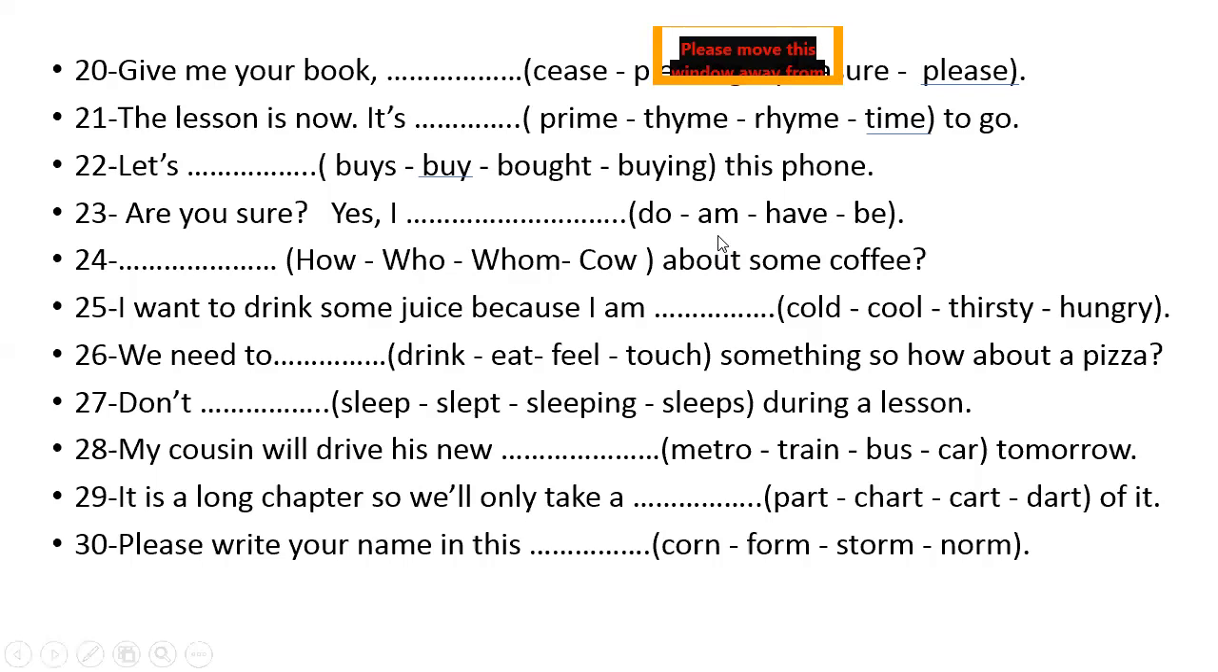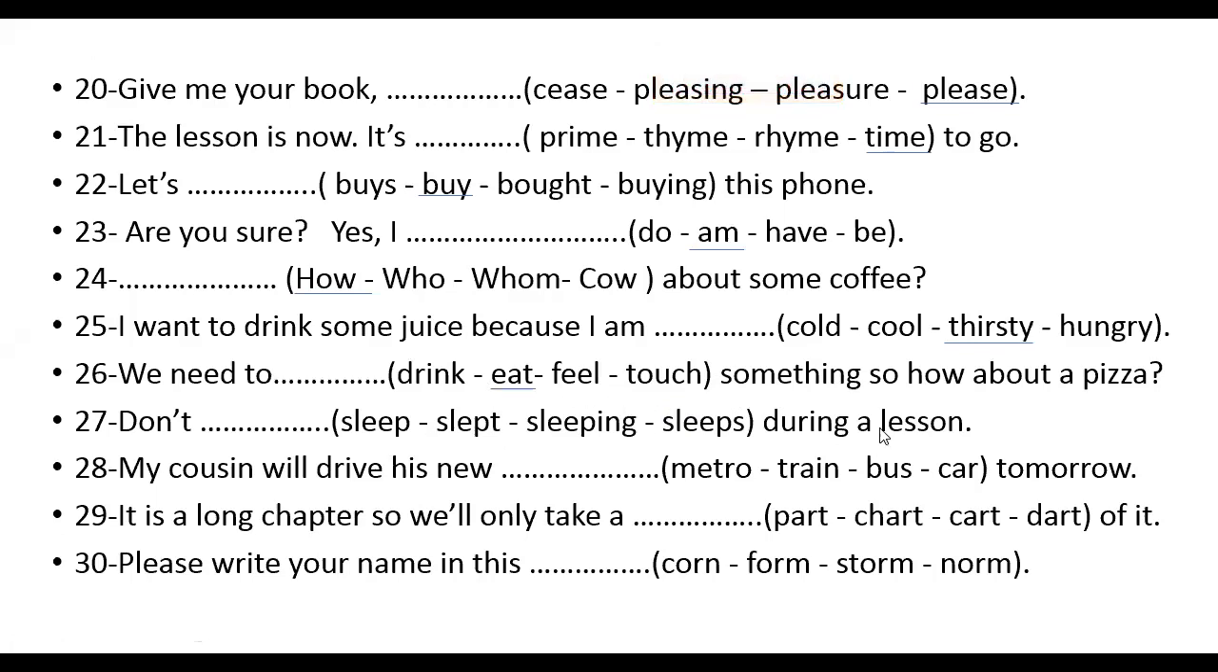Okay, I will not choose a specific one to answer because our time is running out. So I will ask a question and anyone, one of you, can answer. How, who, cow, about some coffee? You are suggesting. How? Yeah, it's great. So to suggest, it's how about? Thirsty. I want to drink some juice because I'm thirsty. Yes, number three. Thank you so much. So how about the pizza? Eat. Yes, because of course you eat a pizza, you don't drink it. Don't sleep. Yes, excellent, because don't takes an infinitive after it.